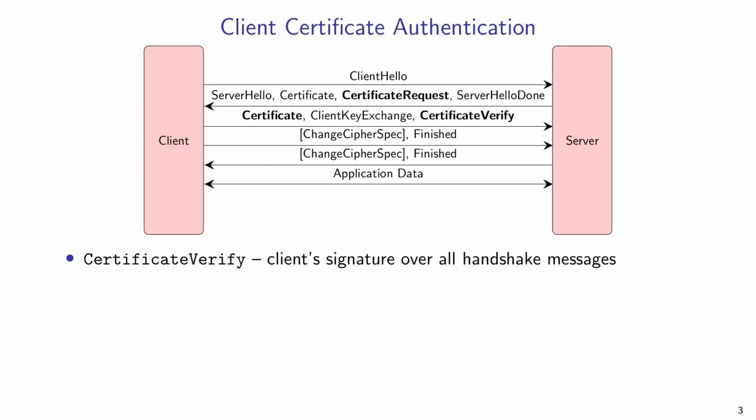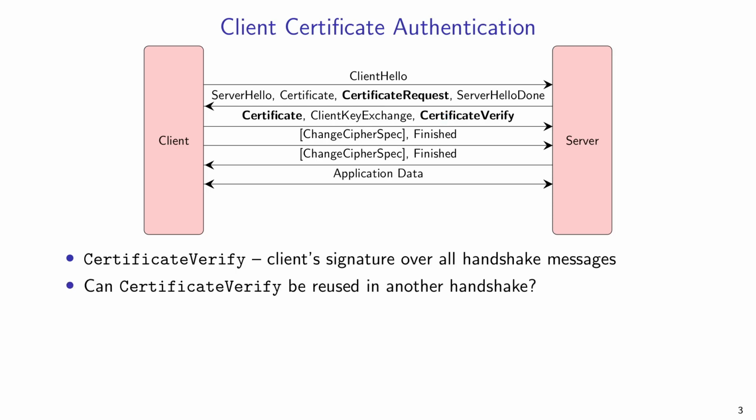But okay, is this handshake secure? Can an attacker who has sniffed this handshake take the certificate and signature and use it to authenticate on behalf of the client to some other server, or the same server in another handshake? So can the certificate verify message be reused in another handshake? The idea is that the attacker captures the certificate and signature, and that's it. He can now impersonate the client forever. Why does it not work?